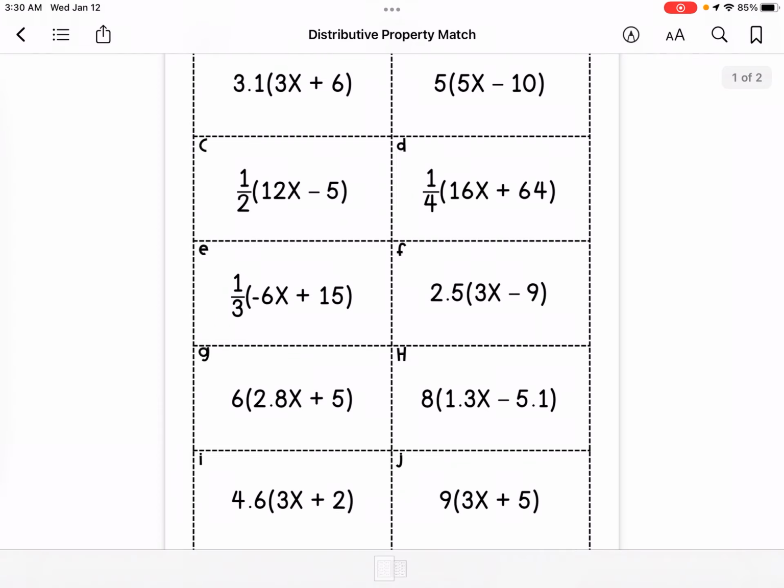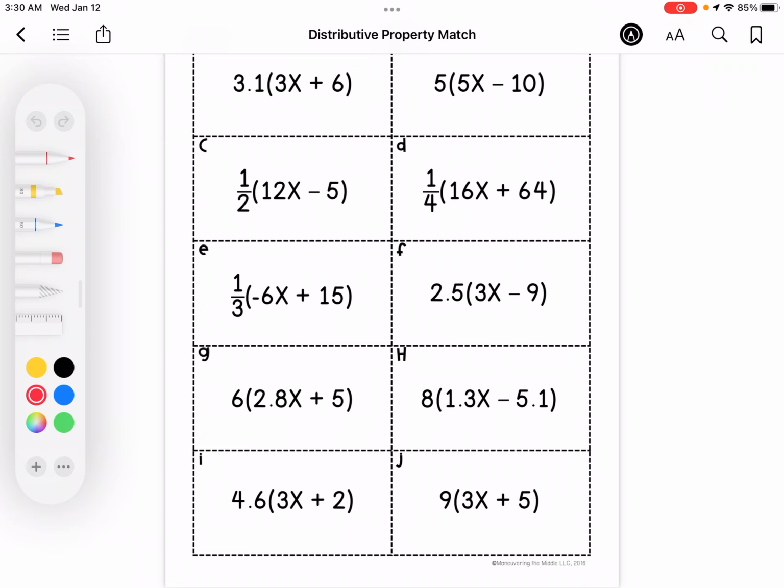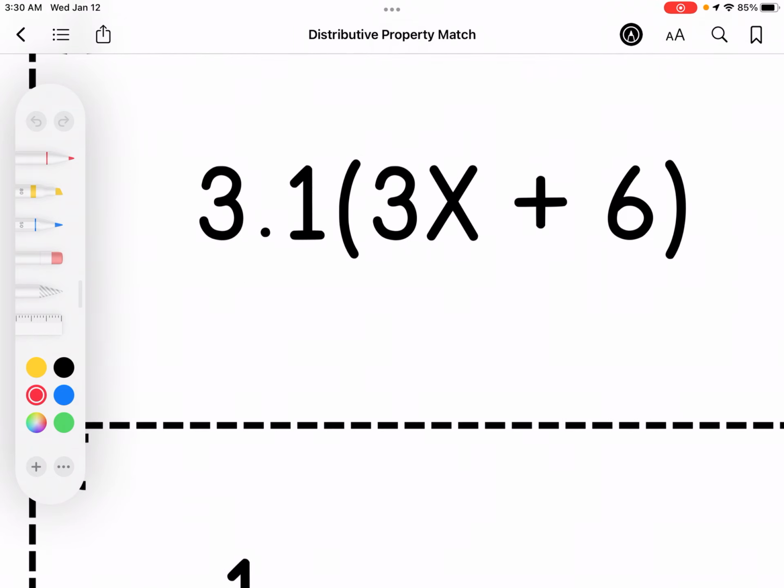All right, today we're working on the distributive property. So we're doing a match with the distributive property, and we're creating equivalent expressions. So we're taking the number on the outside and we're multiplying it by everything on the inside of our parentheses. So in this case, we're doing 3.1 times 3, and then 3.1 times 6.